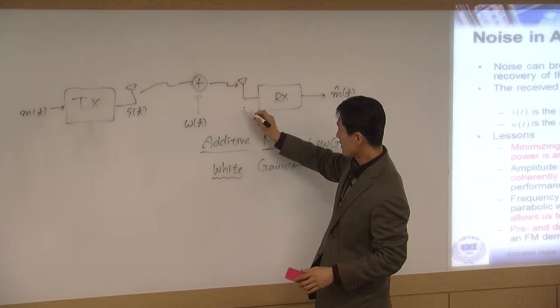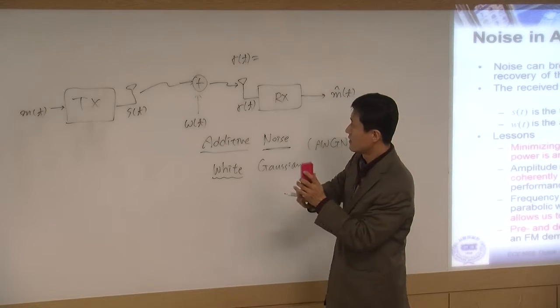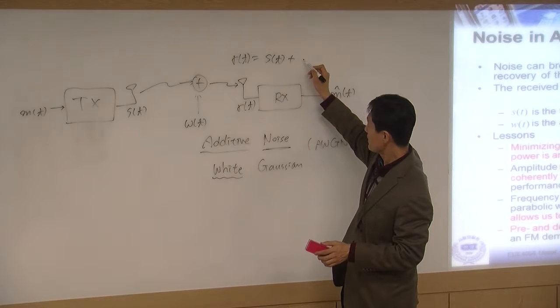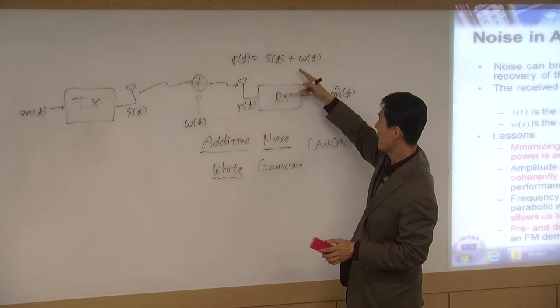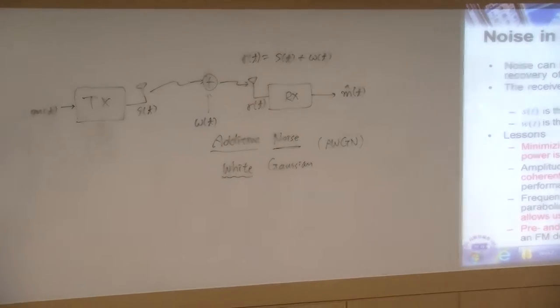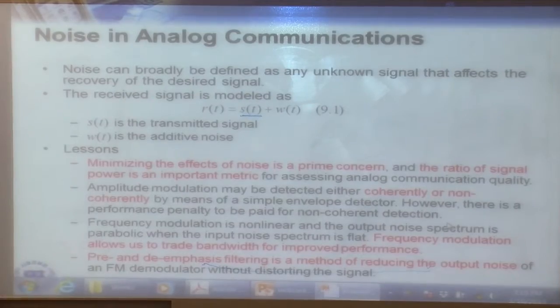So what is the received signal? Received signal r(t) is the transmitted signal plus noise, additive noise. That's what we have here. Noise is added, so that's why we call it additive.